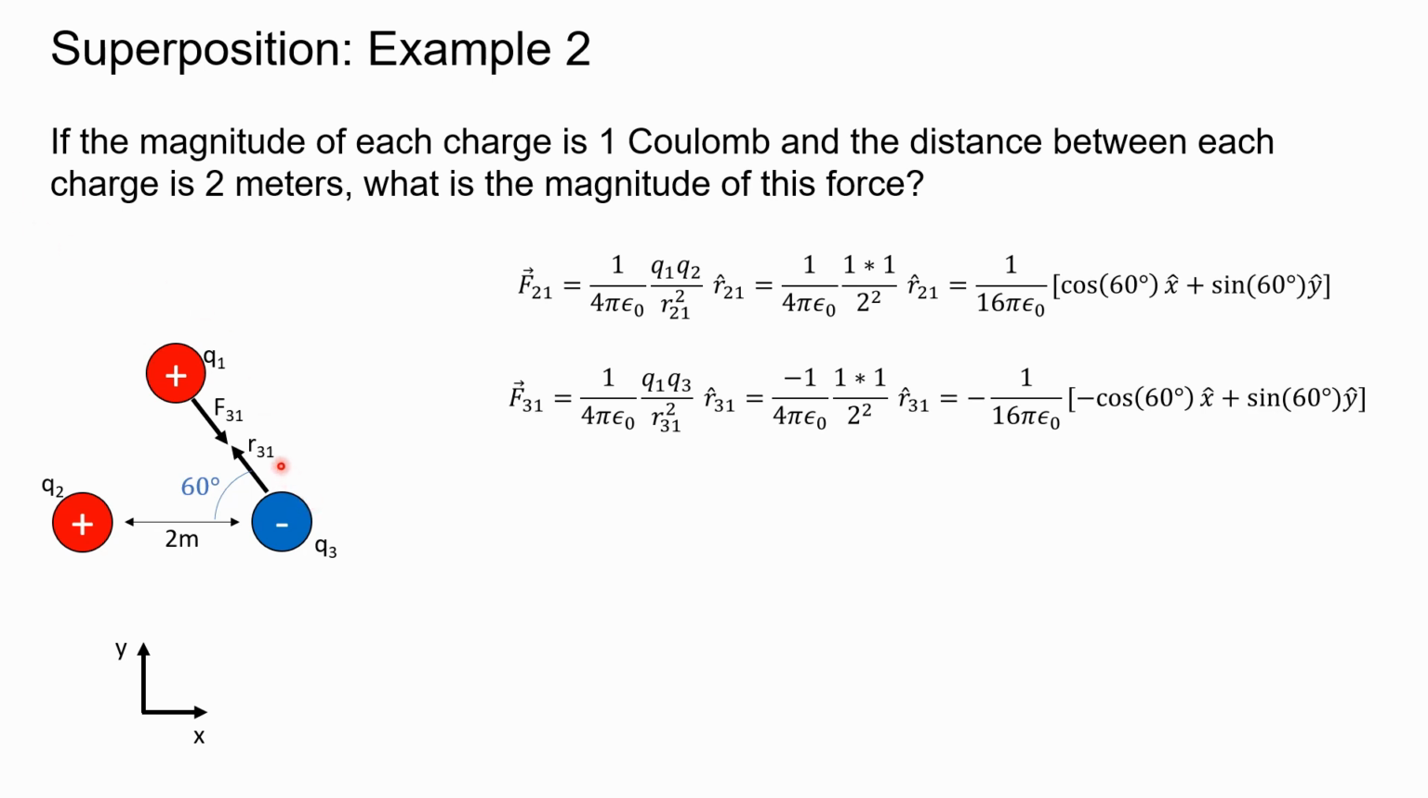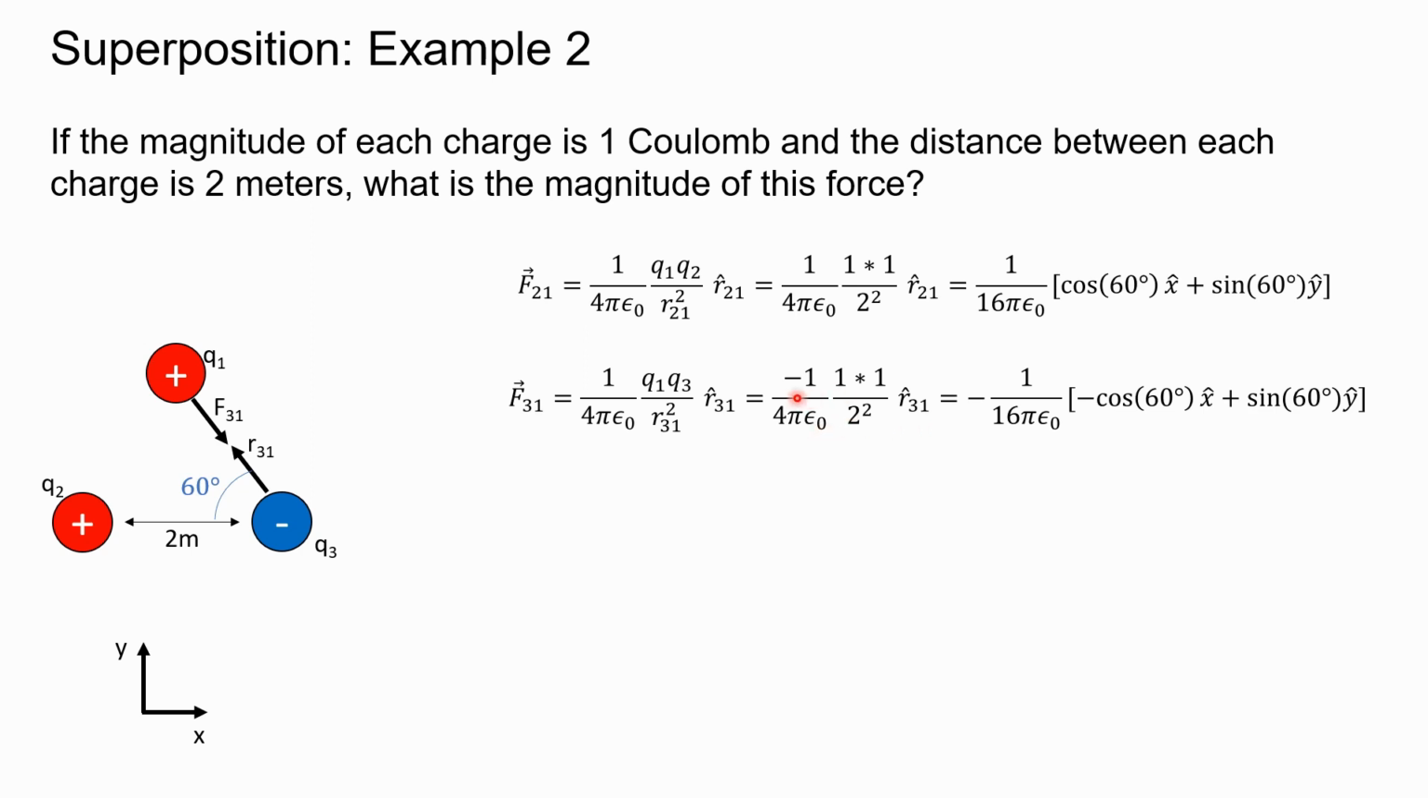R hat 31 is given here, pointing from Q3 to Q1, and now we can simply plug in the values. The distance between the two charges is still 2 meters, so we have 2 meters squared on the bottom, but on the top we have Q1 being positive 1 coulomb and Q3 being negative 1 coulomb, which is why we have this negative sign out front. And then still r hat 31, the unit vector.